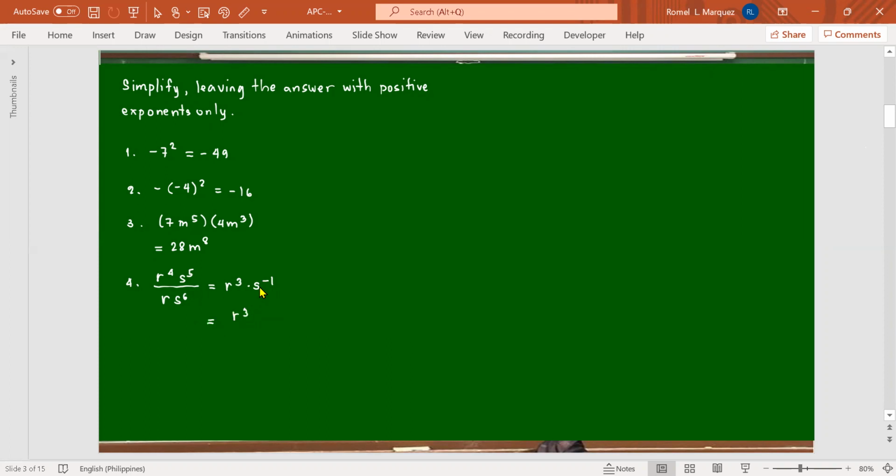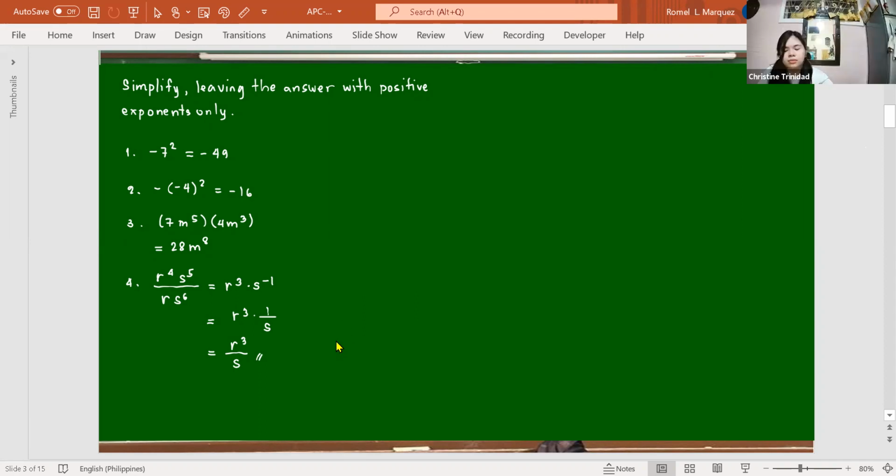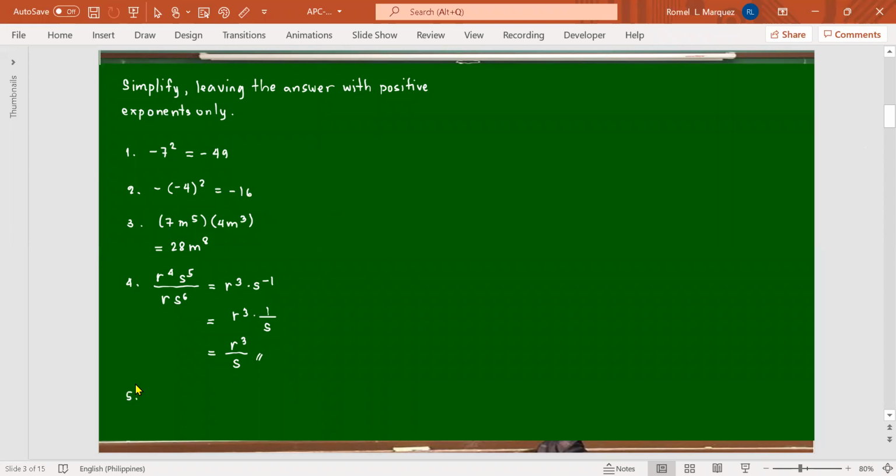So we are going to bring this down, no? So s to the negative 1 means 1 over s. Am I correct, guys? And finally, we have r cubed over s. Okay, children? That's the final answer. Is this clear, guys? Yes, sir.